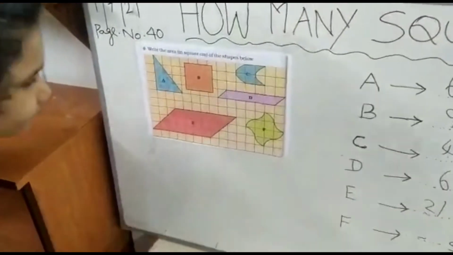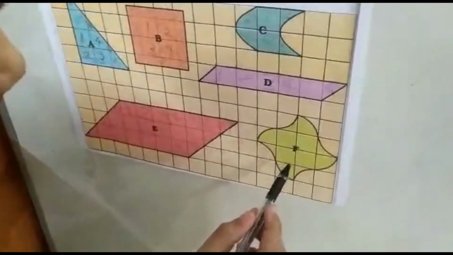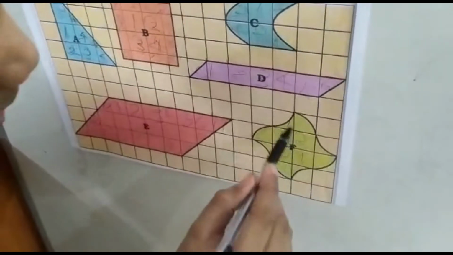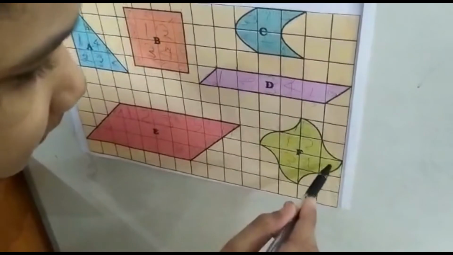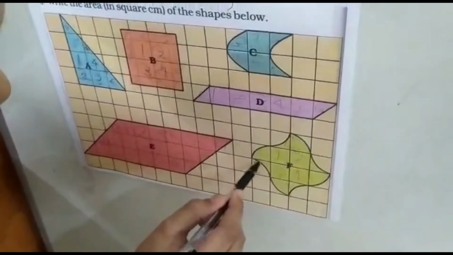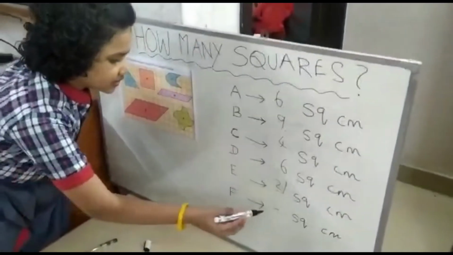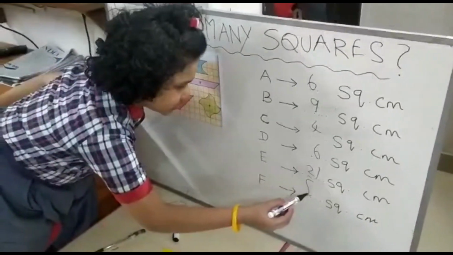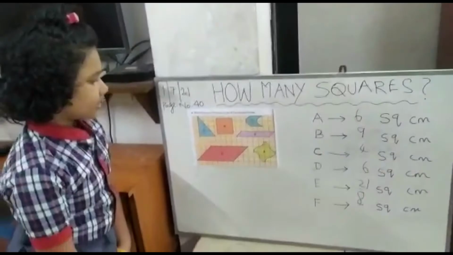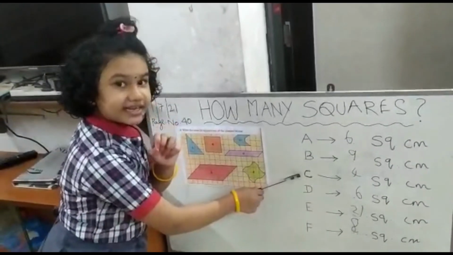Last one, F. Join the horizontal and vertical line and count the squares. 1, 2, 3, 4. Here is half 5. Here is half of 6. Here is half of 7 and 8 here. So F area is 8 square centimeter. See here, E is having more area and C is having less area.